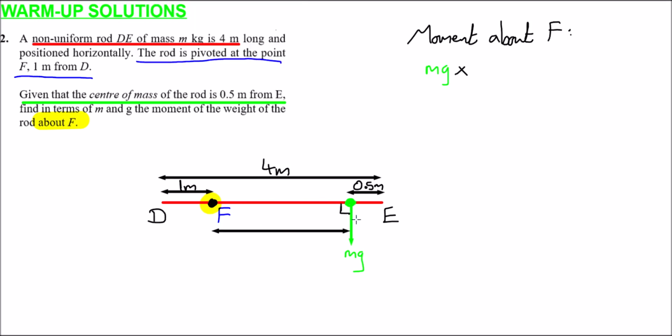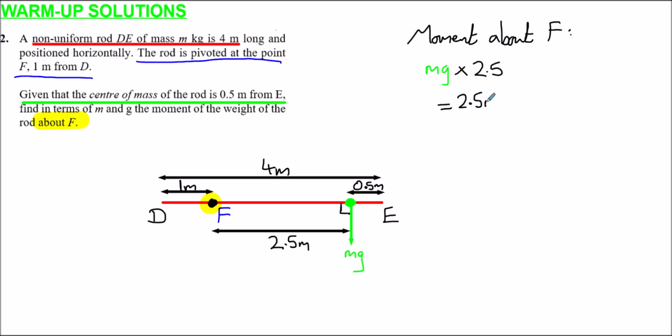to G. So we know that the full length of this rod is 4 metres. This is 1 metre. That's 0.5. And from F to mg is the missing distance to make it up to a total of 4. So 1 plus 0.5 is 1.5. 4 minus 1.5 tells us this must be 2.5 metres. And as a double check, 1 plus 2.5 plus a half does give us this total of 4. So it's mg multiplied by 2.5 metres, which just gives us 2.5 mg.